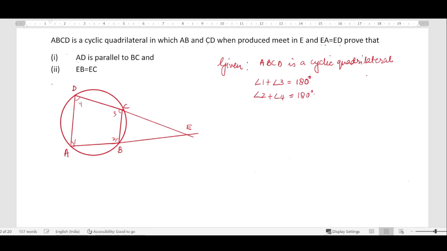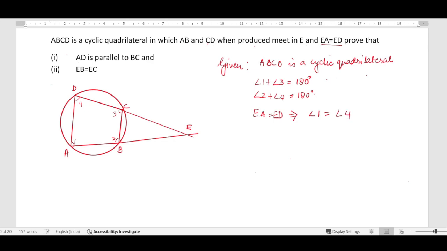एक और condition हमको क्या दे रखी है EA is equal to ED. So EA is equal to ED. When two sides of a triangle are equal, then angles opposite to the equal sides are also equal. Angle 1 is equal to angle 4.